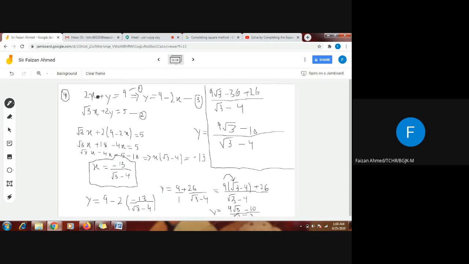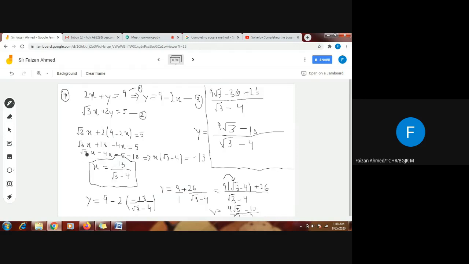We have 2x plus y equals 9, and we have root 3 x plus 2y equals 5. So we take equation number 1 and choose y as our subject. This is 9 minus 2x. So now we will put the value in equation number 2 in place of y. This root 3 x will be as it is, plus 2 and then bracket 9 minus 2x, equals 5.